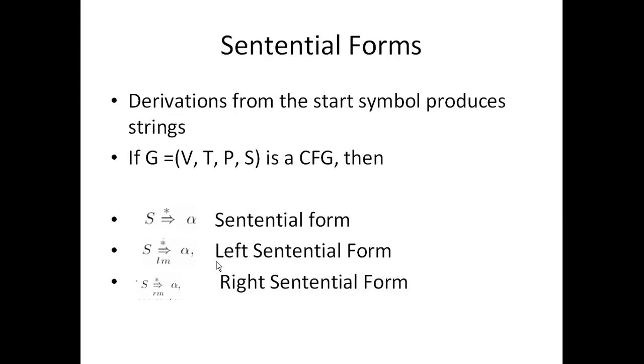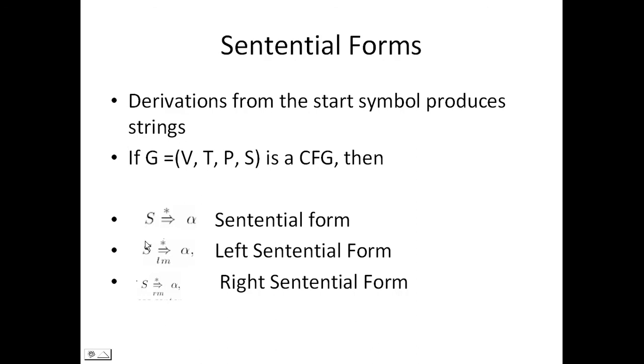The next is the sentential forms. Sentential forms are nothing but the derivations that you have done from the start symbol, which produce the strings. So from the start symbol you will be having the production rules, and ultimately you will be generating the strings. So these are called the sentential forms.